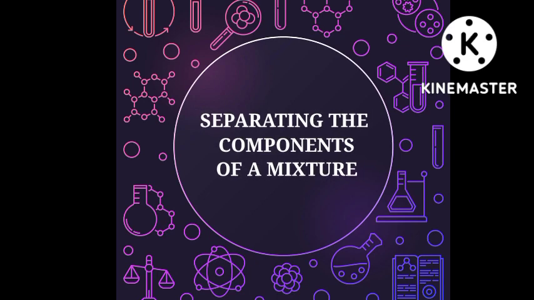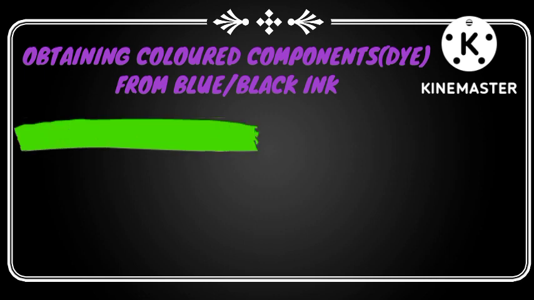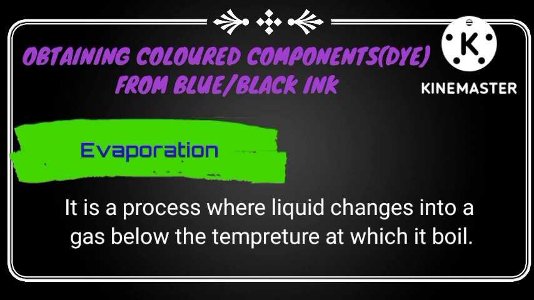Let's see separating the components of a mixture. Different mixtures are separated by different methods. Let's see each one by one. First, obtaining the color component, that is dye, from blue or black ink. This can be separated by the evaporation method. Evaporation is a process where liquid changes into a gas below the temperature at which it boils.